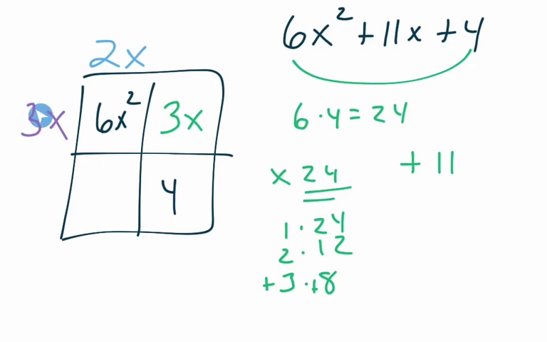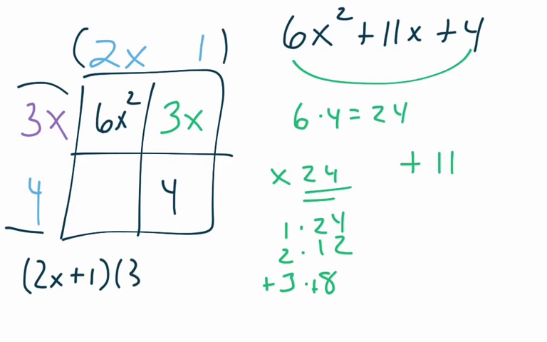And if you're not sure, do a quick multiplication. 2 times 3 is 6. x times x is x squared. What times 3x gives you 3x? Hopefully you know that's 1. And then down here, what times 1 would give you the 4? That would be 4. Again, do a quick check there. So our factors should be 2x plus 1 and 3x plus 4, and do a quick check. 2x times 4 would be 8x, and that does match our other number.